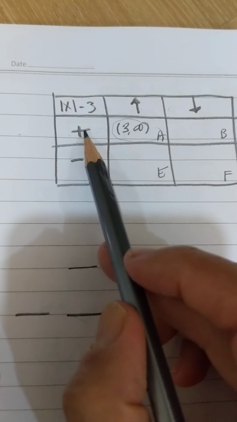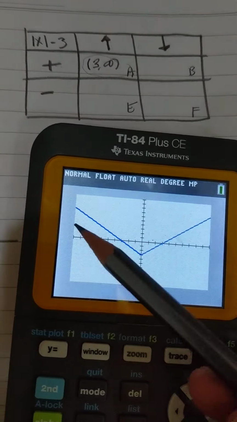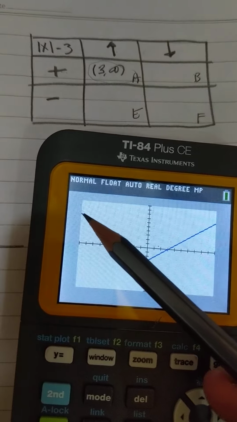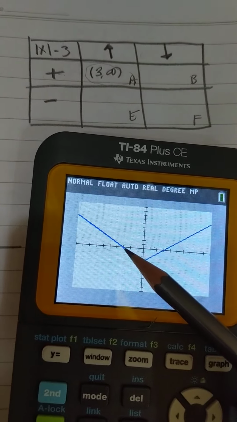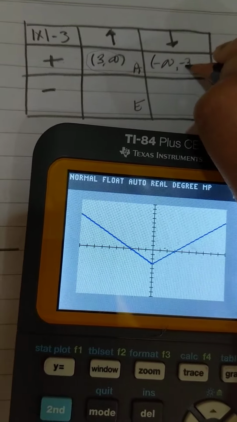All right, when is this thing positive but decreasing? Let's look at my graph. It's positive up here, positive and decreasing all the way till it hits the x-axis at negative 3. So this one would be from negative infinity to negative 3.